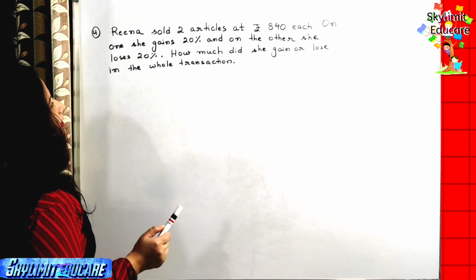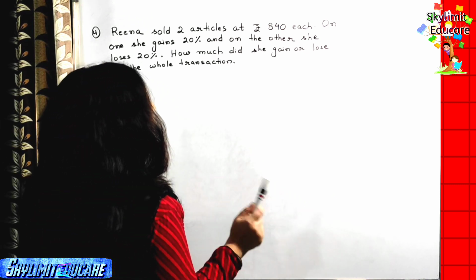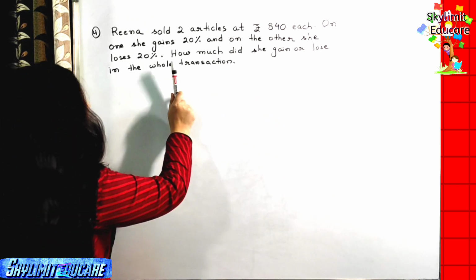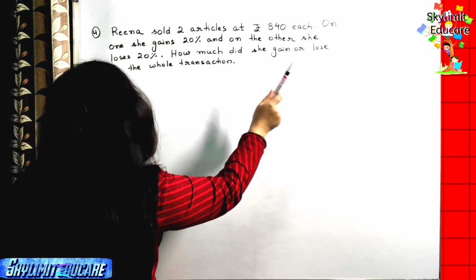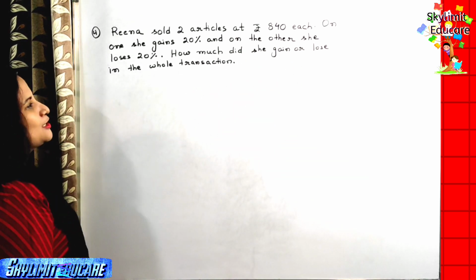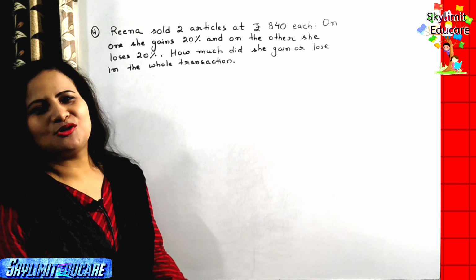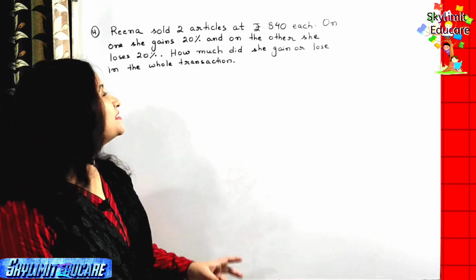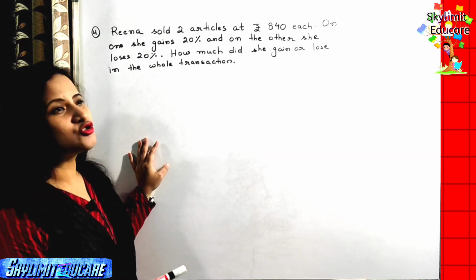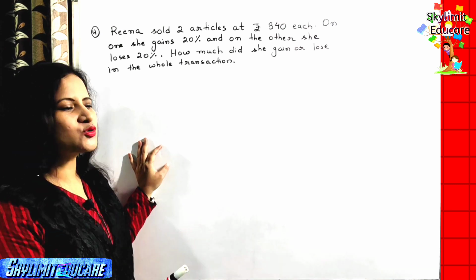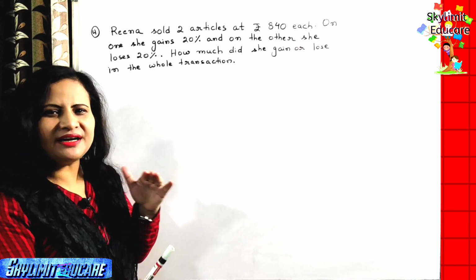Reena sold 2 articles at rupees 840 each. On one she gains 20% and on the other she loses 20%. So how much did she gain or lose in the whole transaction? Okay, so students, here Reena has sold 2 articles. So we'll be solving these questions by keeping them into 2 different cases.